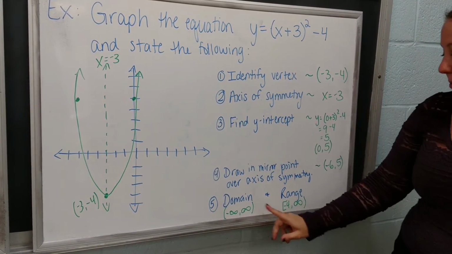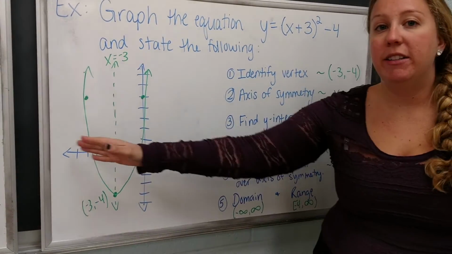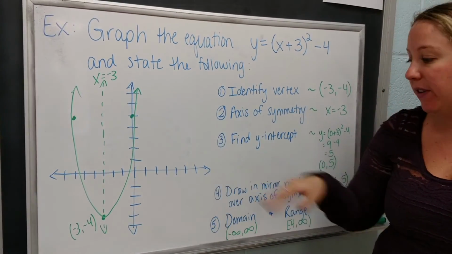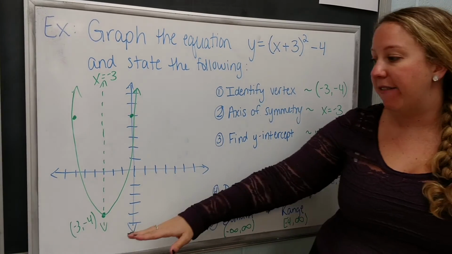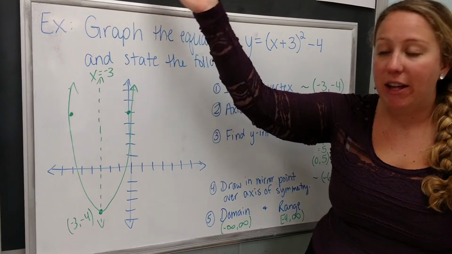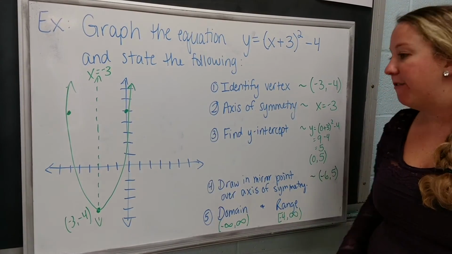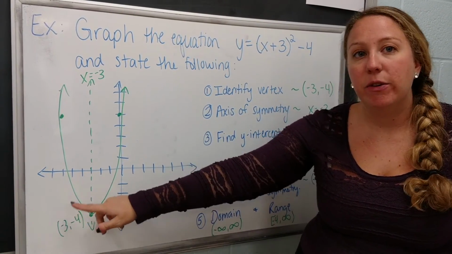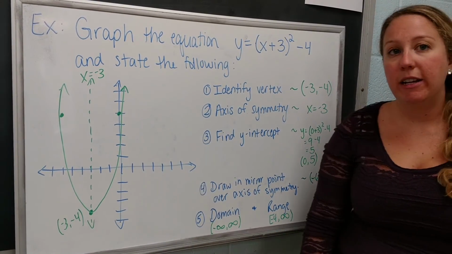Last, you want to state the domain and the range. Domain, again, is your x values. So here we have our x values go from negative infinity to infinity. And your range is your y values. Lowest y value is negative 4. Highest y value goes to infinity, so your range is negative 4 to infinity. Your minimum value is that negative 4, that lowest value of your range.